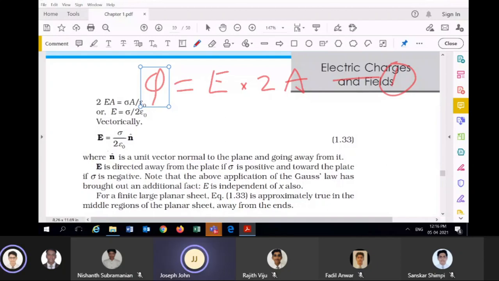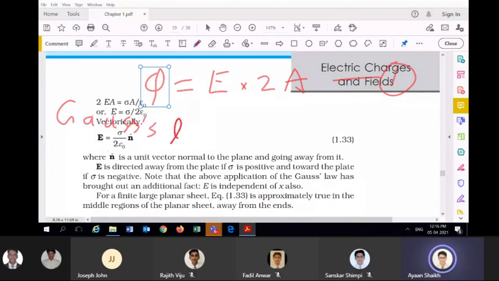Next, according to Gauss's law. Sir, could you repeat that previous statement again, please? Electric flux through the two surfaces, phi is equal to E into 2A. Finished? Equation number 1.